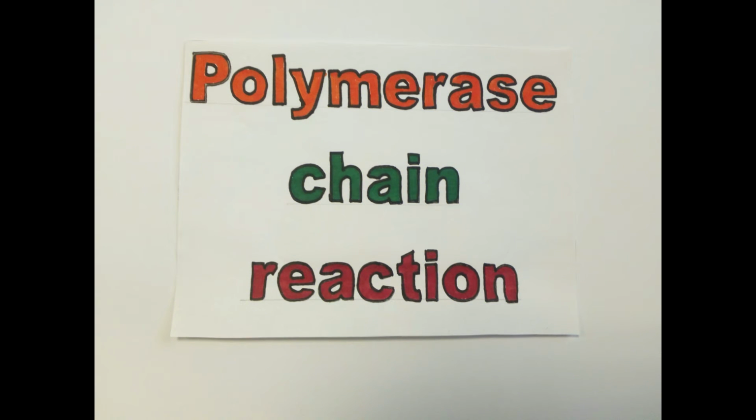Polymerase chain reaction. Polymerase chain reaction is a technique used in molecular biology to amplify a single copy or a few copies of a segment of DNA across several orders of magnitude, generating thousands to millions of copies of a particular DNA sequence. Developed in 1983 by Kary Mullis, who was an employee of the Cetus Corporation and also the winner of the Nobel Prize in Chemistry in 1993.